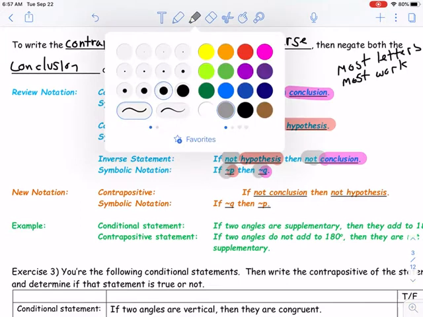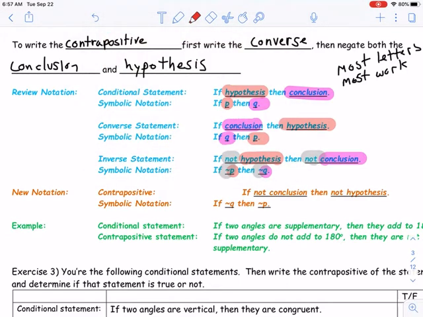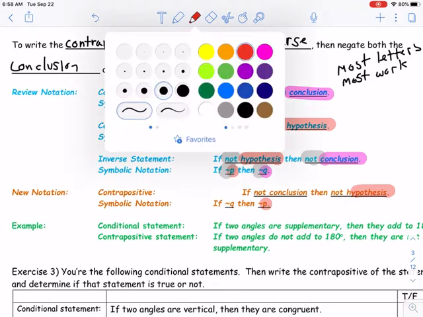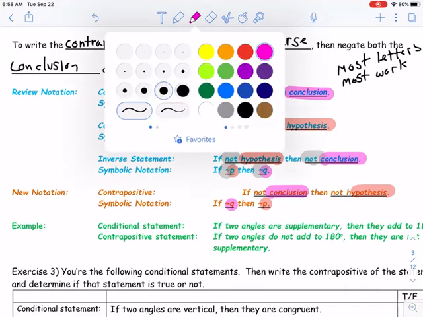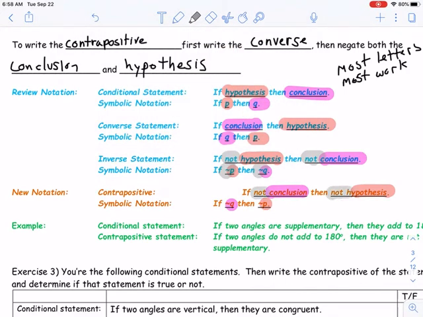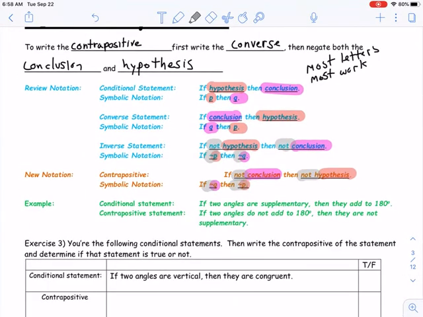And then if not conclusion, then not hypothesis. So see how the order swapped and they're both negated. It's literally both inverse and converse. Maybe they should just call this the converse inverse rather than the contrapositive. They didn't ask me though when they named it.